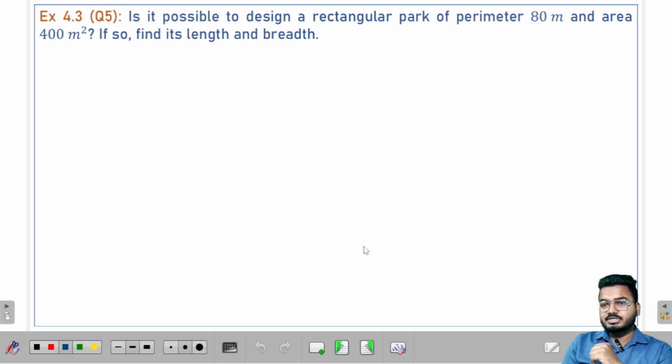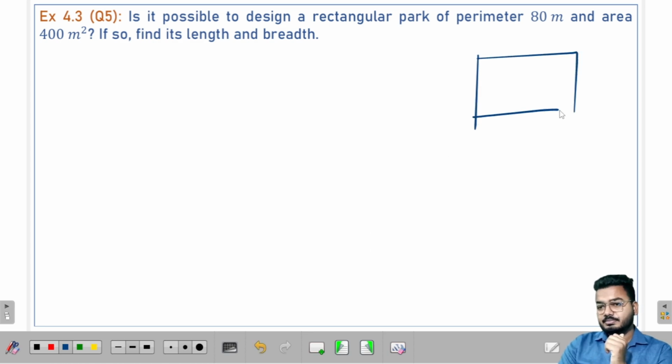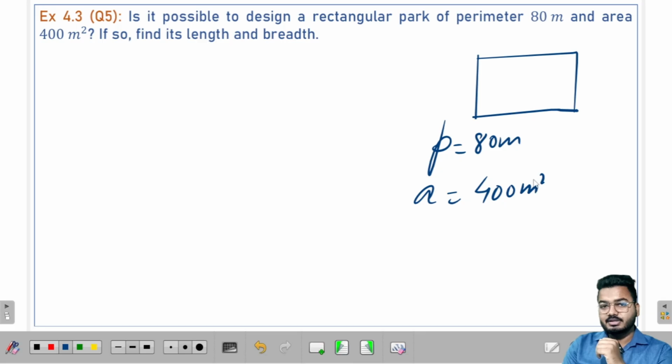Is it possible to design a rectangular park of perimeter 80 meters and area 400 meter square? If so, find its length and breadth. So there is a rectangular park, इसका perimeter है 80 meters, and area is 400 meters square. Okay, so we have to find out whether it is possible or not.